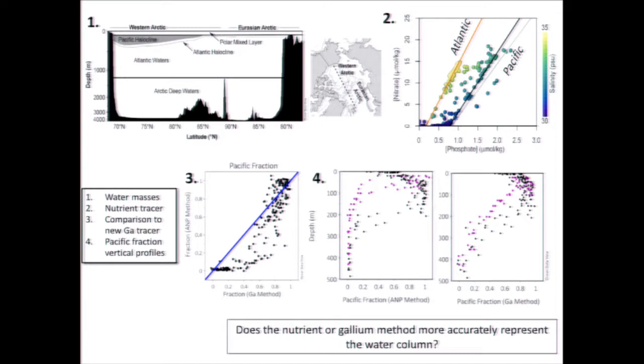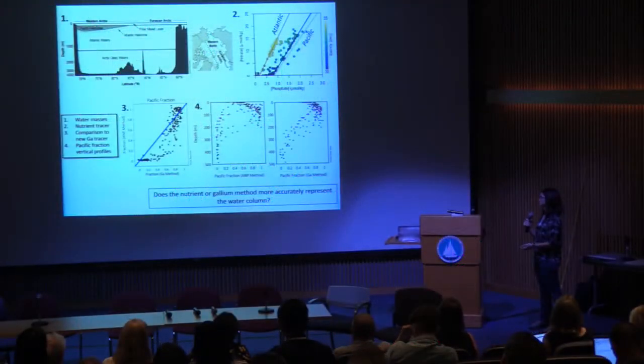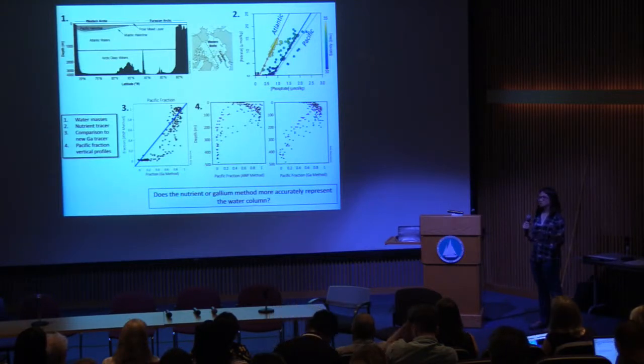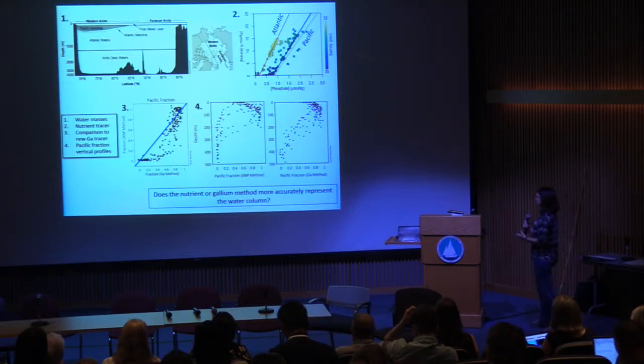And that kind of takes me to this takeaway: does the nutrient or gallium method more accurately represent the water column? This is again important for us to tease out as we start to consider how climate change influences these different freshwater sources to the Arctic and their distribution within.